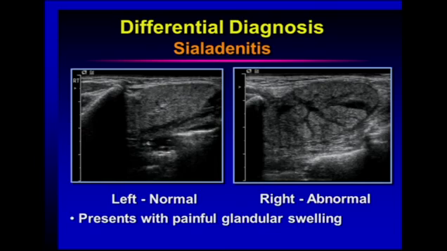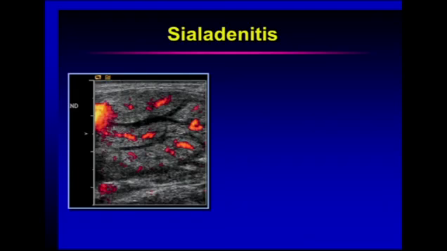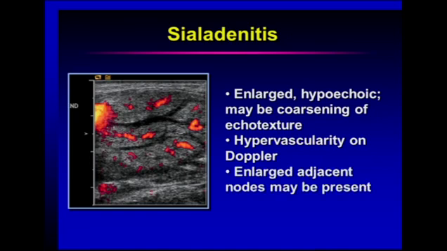These patients with sialadenitis present with painful glandular swelling. It can be from a viral or bacterial infection. So if one sees this enlarged heterogeneous gland with a coarsened echotexture, some increased vascular flow, there may be enlarged inflammatory nodes around it. This is a typical appearance of sialadenitis.